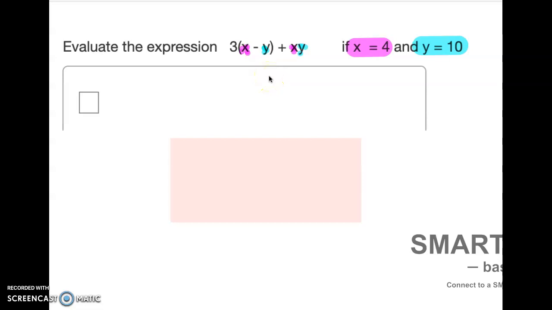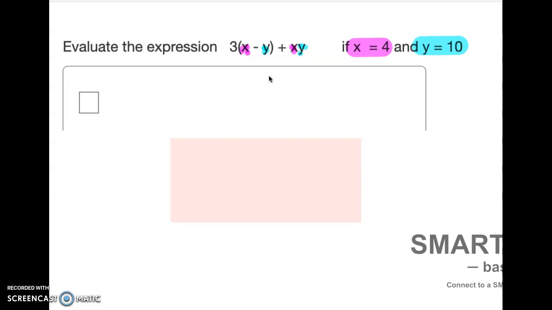This question is asking us to evaluate the expression 3 times the quantity x minus y plus xy if x is equal to 4 and y is equal to 10. So here, when we're evaluating expressions, it is telling us a value for x and it's telling us a value for y. So what we need to do is everywhere we see an x, we need to substitute in a 4 because the problem is telling us that x is equal to 4.